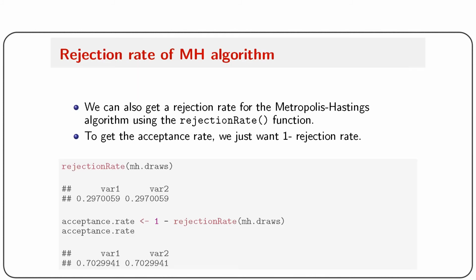The rejection rate of the MH algorithm: we can also get a rejection rate for the Metropolis-Hastings algorithm using the rejectionRate function. To get the acceptance rate, we just take 1 minus the rejection rate. That's quite simple. Say rejectionRate, remember the R is uppercase, then mh.draws, and you give variable 1 and variable 2. So the rejection rate is 29%, almost 30%. So the acceptance rate is almost 70%.